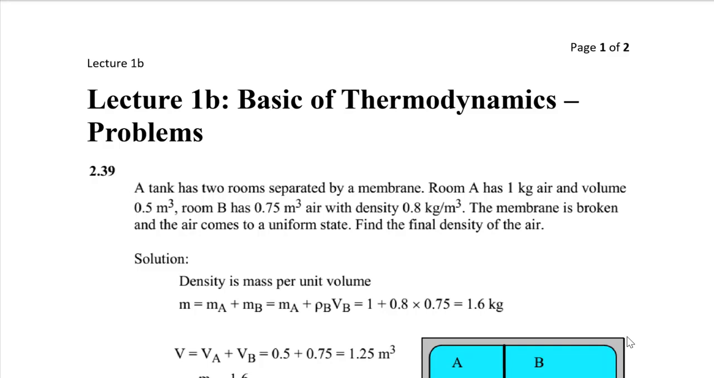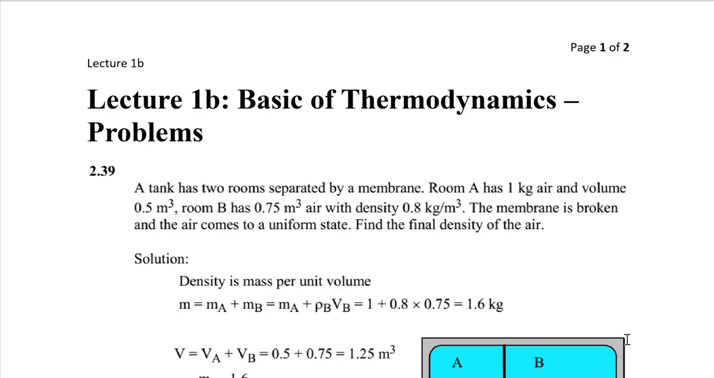Lecture 1B basics, and we will be doing some simple basic problems of thermodynamics using the book Fundamentals of Thermodynamics by Borgnakke and Sonntag, and we are using the 7th edition of that book.